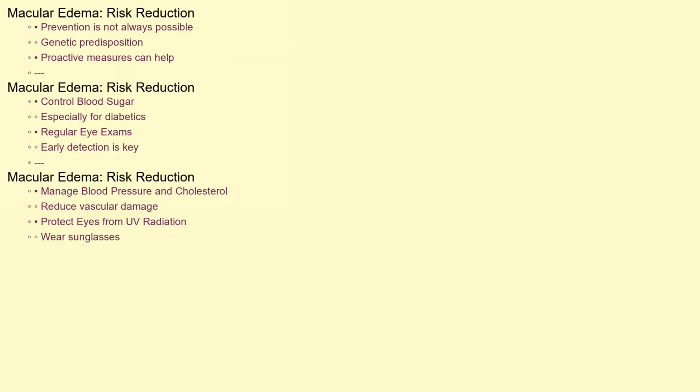While macular edema cannot always be prevented, particularly in cases secondary to genetic predisposition, certain measures can reduce the risk. For individuals with diabetes, maintaining strict blood sugar control is paramount. Regular eye exams are essential for early detection and prompt treatment. Managing blood pressure and cholesterol levels can also help reduce the risk of retinal vascular damage. Protecting your eyes from ultraviolet radiation by wearing sunglasses can contribute to overall eye health.